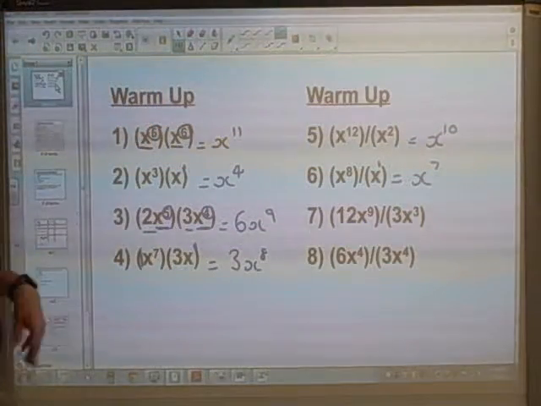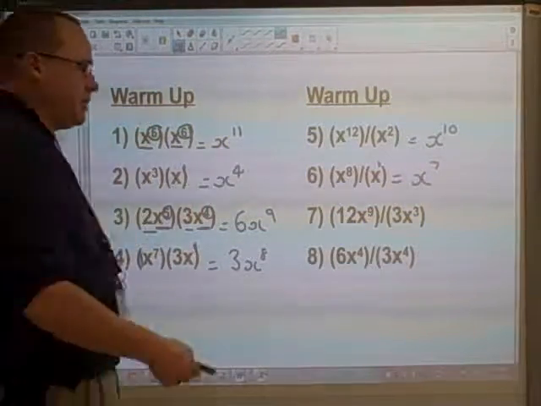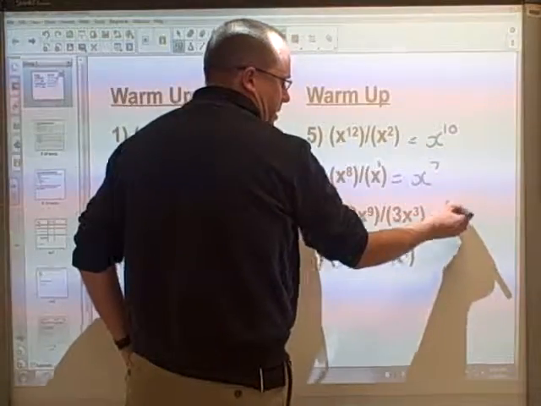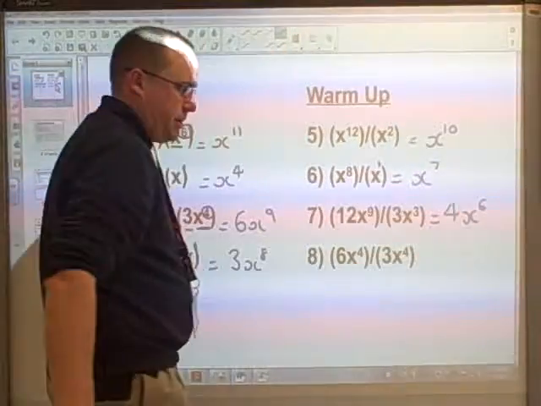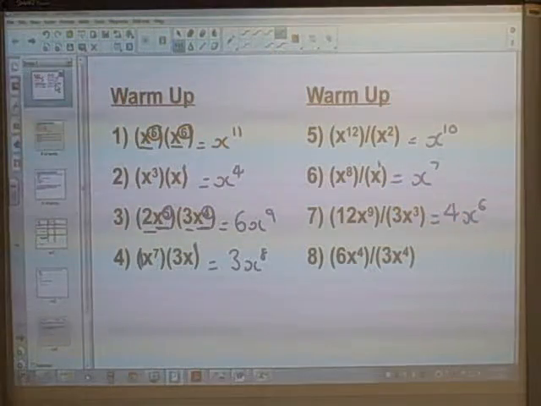Same idea if we have numbers. We can do the numbers division and then do the exponent division. So 12 divided by 3 is 4, and x to the 9 divided by x to the 3, 9 take away 3 is 6, so it's just going to be x to the power of 6.